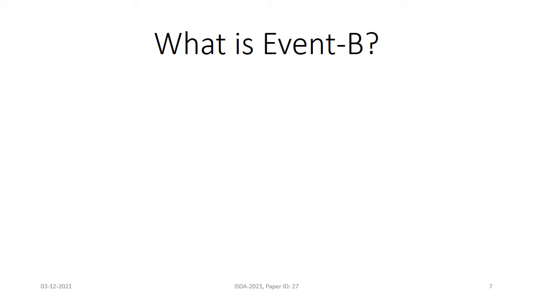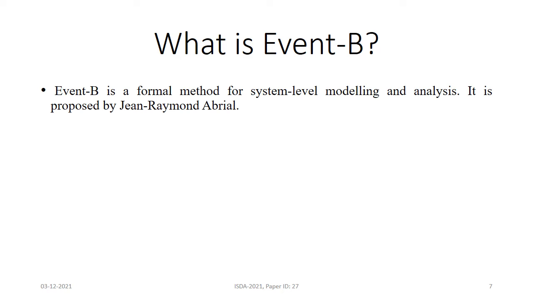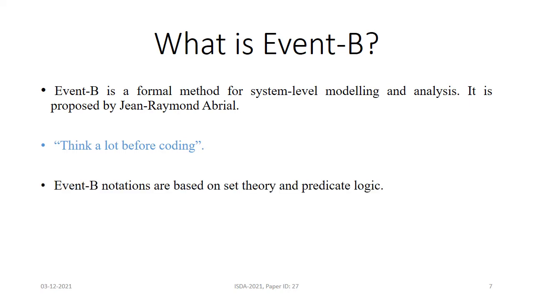The next formal method that we are going to discuss is Event B. Event B is a formal method for system level modeling and analysis. It is also proposed by J.R. Abrial, in 2010. The main philosophy of this method is to think a lot before coding, a step-by-step design of a system. Event B notations are based on set theory and predicate logic.